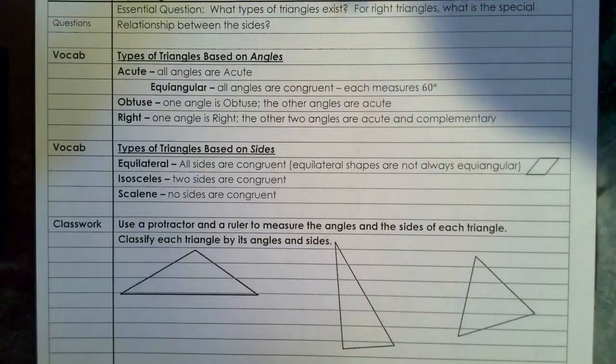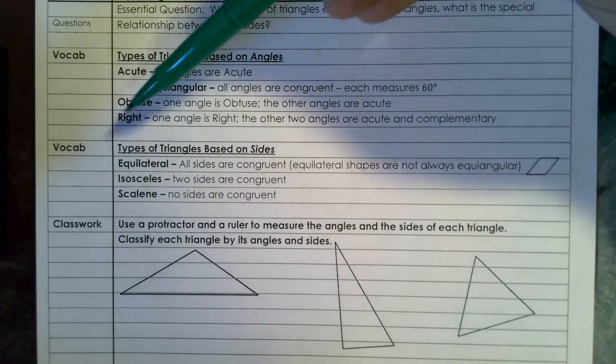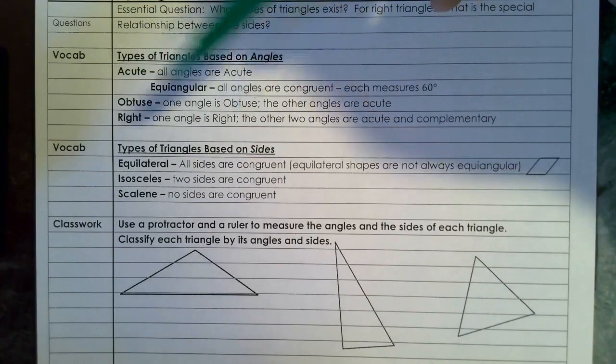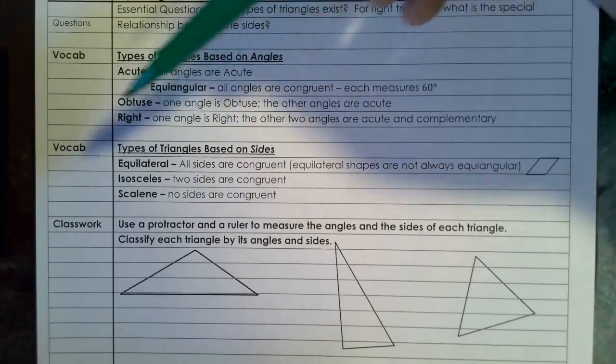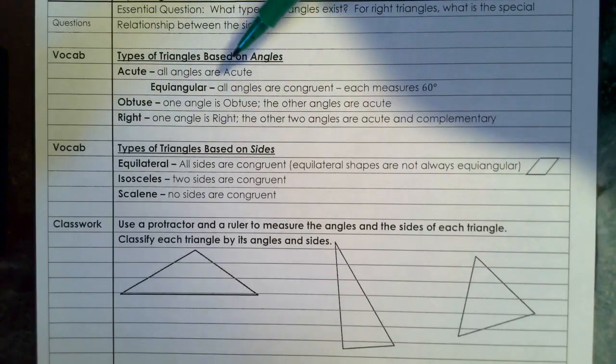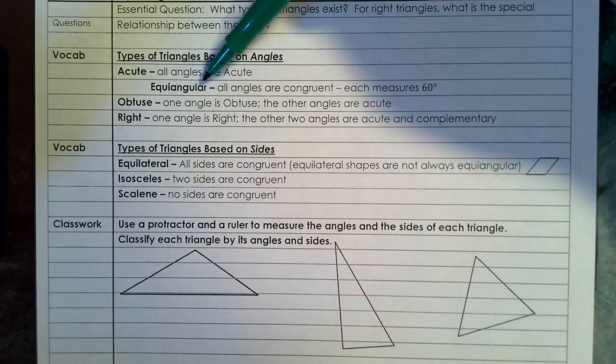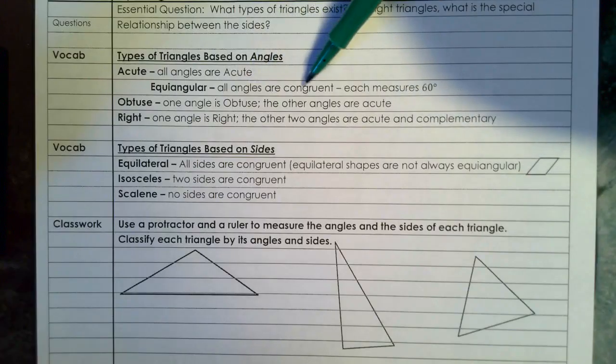If we're talking about their angles, they're acute, obtuse, or right. So, if we've got all acute, it's acute. If we got an obtuse, it's obtuse. If we got a right, it's right. Pretty straightforward. Now, acute triangles have a very special case called equiangular, where all the angles are the same.